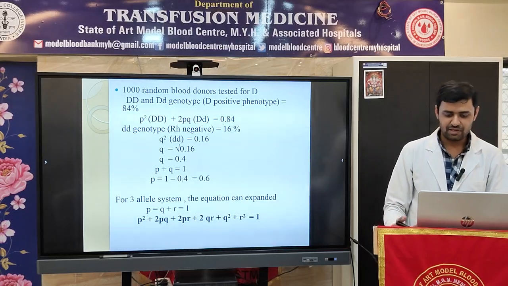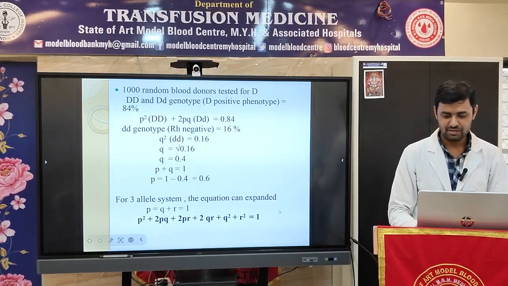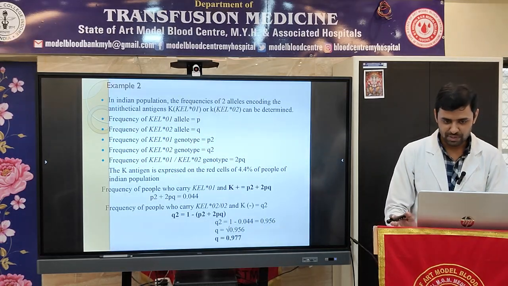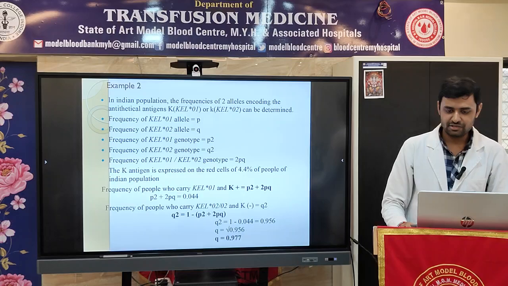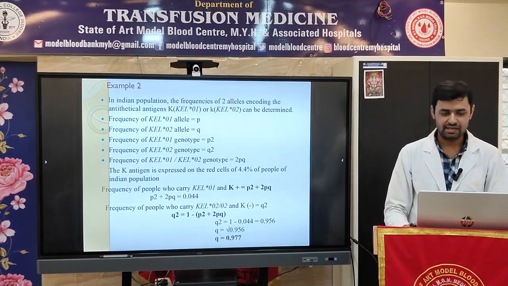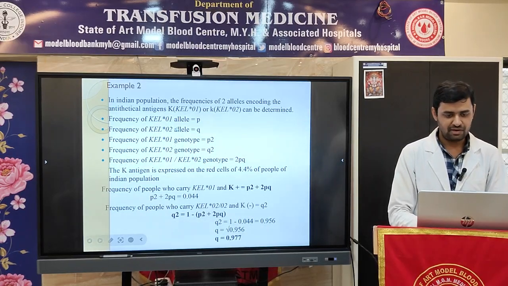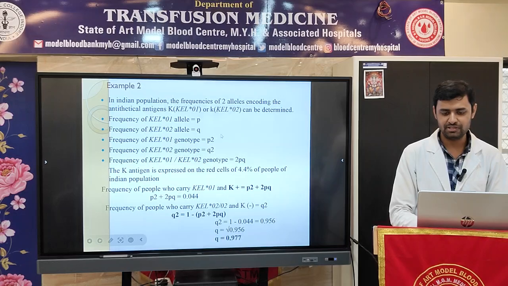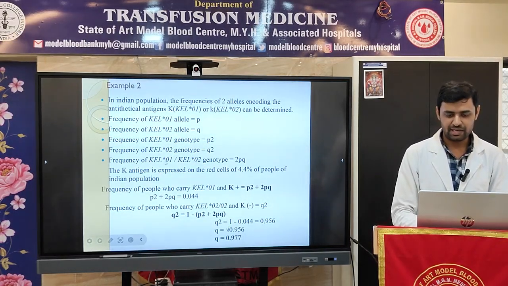For a 3 allele system, the equation can be expanded, and it will look like this. Example 2: in the Indian population, we can find the frequencies of the 2 alleles encoding the antithetical antigens of KEL. If we consider alleles, KEL1 and KEL2 are p and q. If we consider genotypes, KEL1 is p square and KEL2 is q square. And if I express the heterozygous genotype, then it is 2pq.